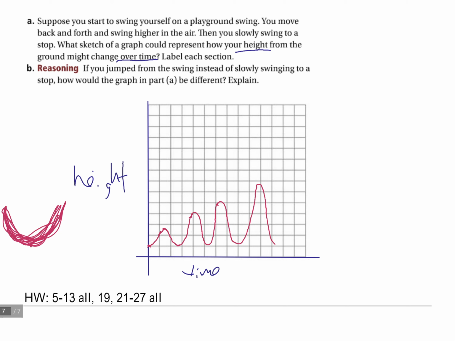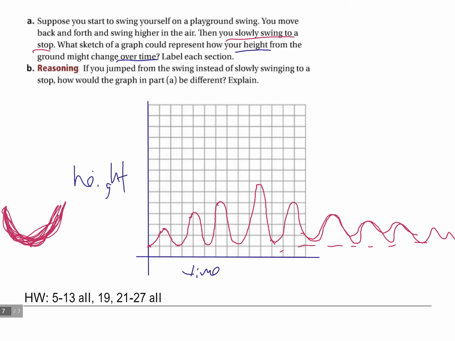Now, we got to our maximum height, and then you slowly swing to a stop. So we're just going to start coming back down. Obviously, I'm out of room on my grid, but I'm just going to go outside of my grid. We slowly swing to a stop. I should be kind of following along this line, so I should be down here. Sorry about that, but that's the idea. Eventually you come to a stop.